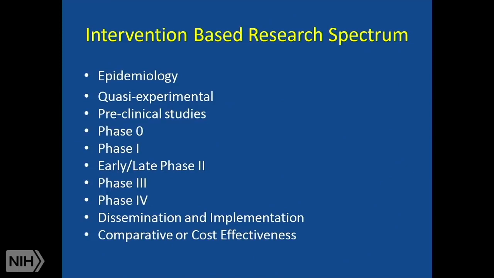Dissemination implementation is, can I take all of the information about how to deliver a therapy and how to deliver an intervention and actually do it everywhere in the real world? You also then see comparative or cost-effectiveness studies. So there was a large study done many years ago by the National Institute of Mental Health where they took several different therapies for people with major depressive disorder, and they said, okay, we're putting them head-to-head. That's a comparative study.